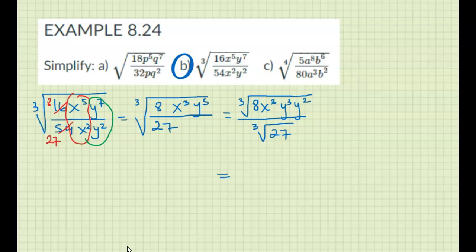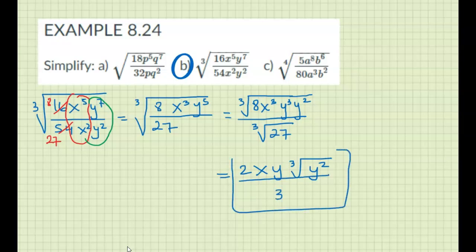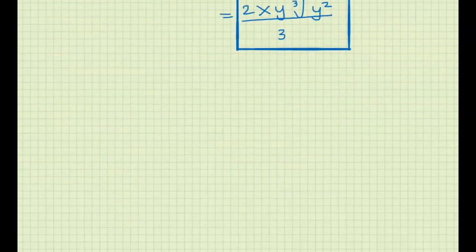Alright, so cube root of 8 is 2. X to the 3 divided by 3 is x to the 1. Y to the 3 divided by 3 is y to the 1. But the y squared needs to stay inside the cube root. And then cube root of 27 is 3. Oh, so here we go. Alright, let's look at part C now.